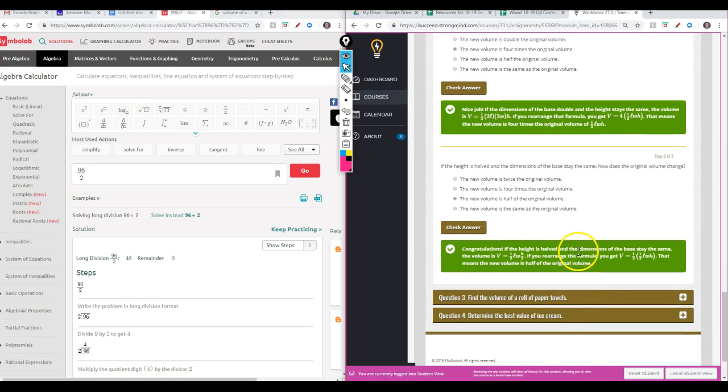Congratulations. If the height is halved and the dimensions of the base stay the same, the volume would be 1/3 times length times width times the height divided by 2. So that's where this 1/2 in the front comes from, because they just rearranged it. And so that's how you go through and answer question 2.